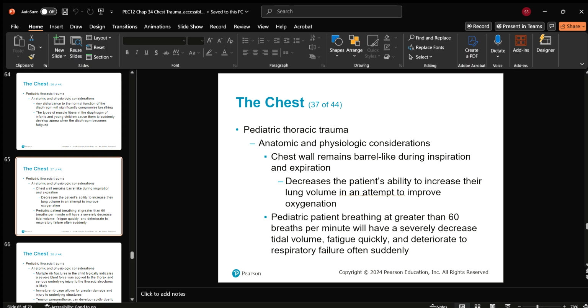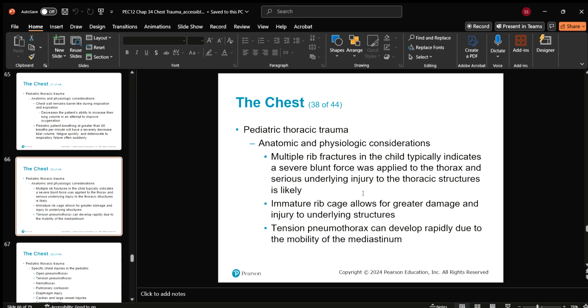All right, you may see that barrel-like aspect of the chest wall during inspiration and expiration with pediatric thoracic trauma. And our pediatrics breathe much faster than we do normally. So it may be easier to overlook a chest wall injury, because one of the signs that we see in adults is rapid, shallow respirations. The pediatrics are already going to be breathing very quickly, and it's easier to overlook these things.